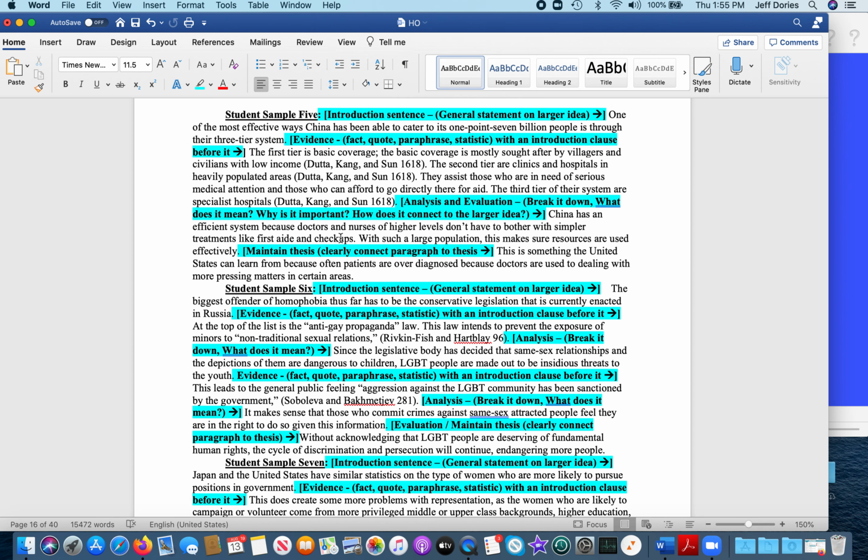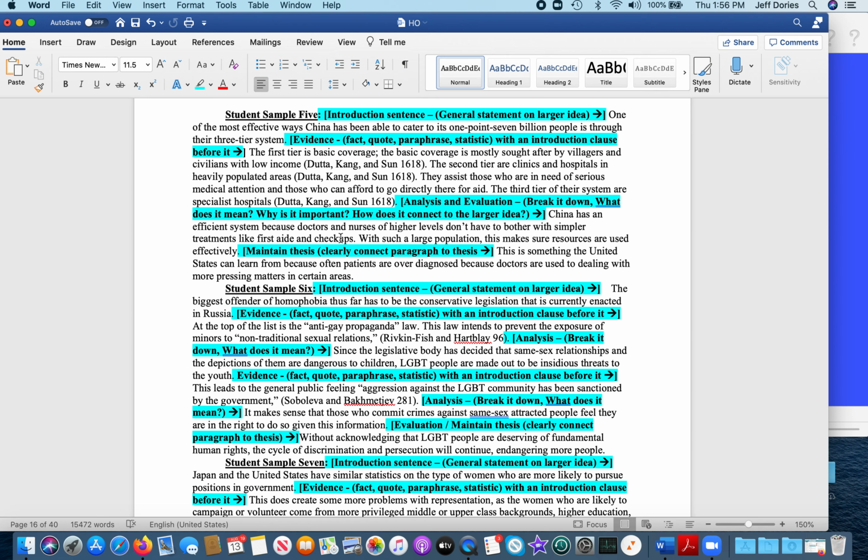Introduction. If you just read this, you should know what the paragraph's about, and it shouldn't have to be cited. One of the most effective ways China has been able to cater to its 1.7 billion people is through a 3-tiered system. Okay, there's problems there. So first it's incorrect. It's 1.3 billion people. And second, it refers to a very specific idea, the 3-tier system. Okay, so it needs to be more general than that. This would need to be cited.